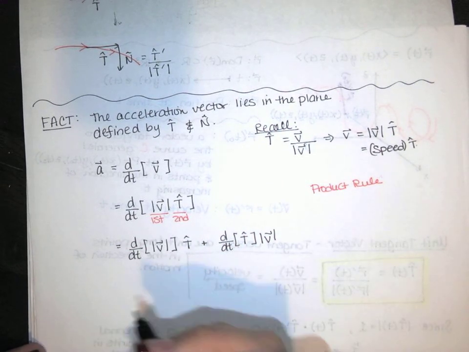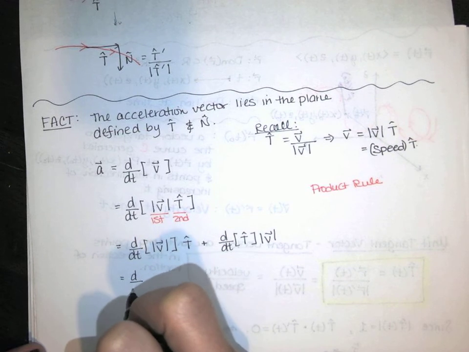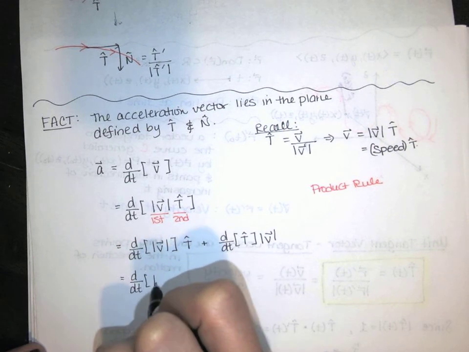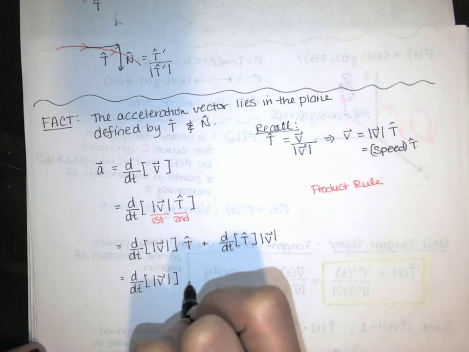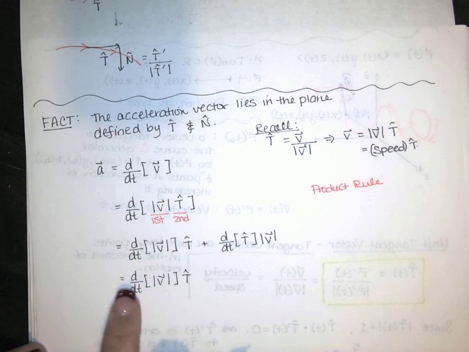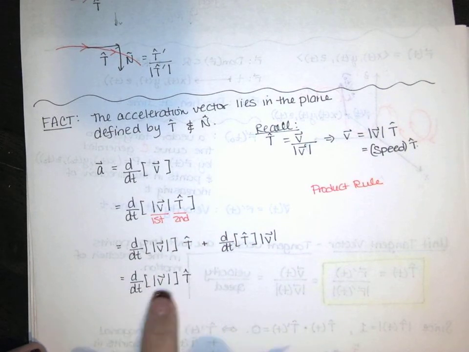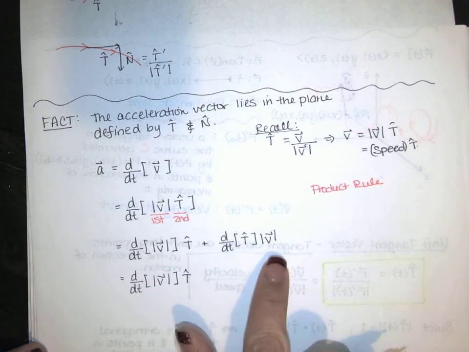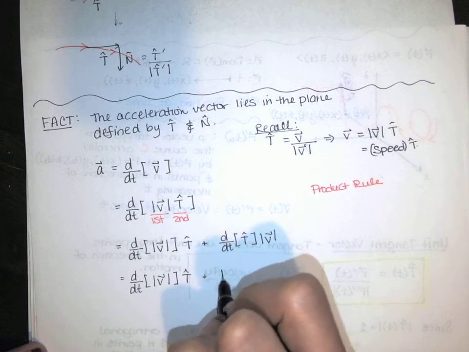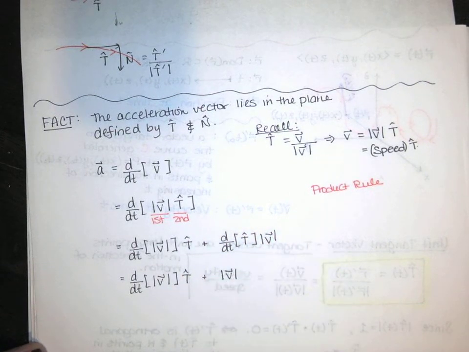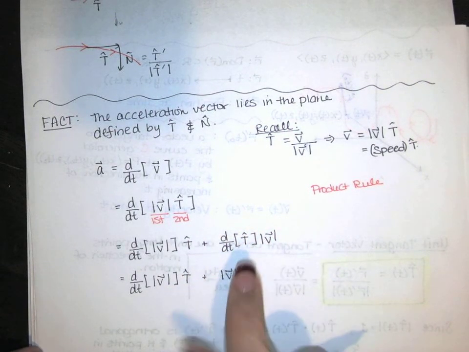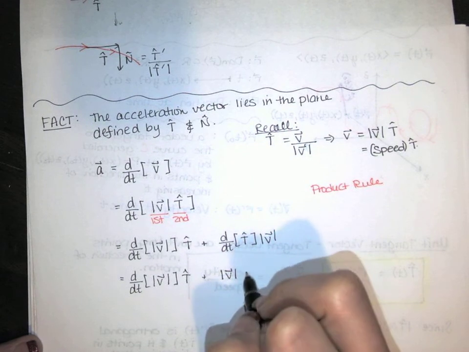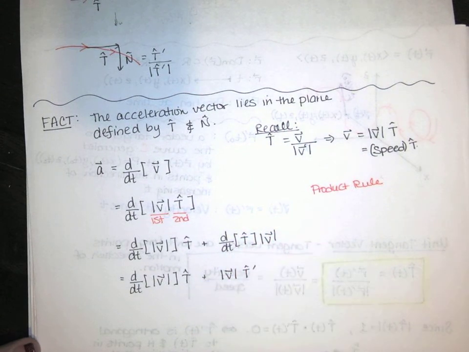And watch this. That's just a constant times t hat. So that means part of my acceleration is acting in the direction of t hat, and that constant that's going to be multiplying that direction vector is this one, and we're going to talk about what that means in a little bit. And then over here I've got the magnitude of the velocity, which is the speed, and the derivative of t hat, well, I just call that t hat prime.